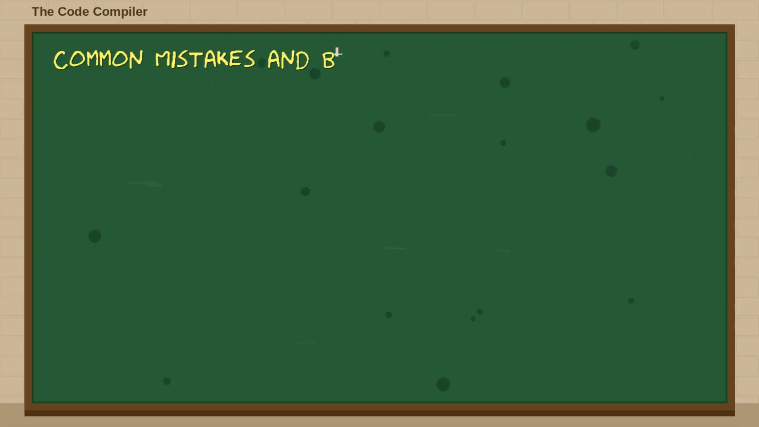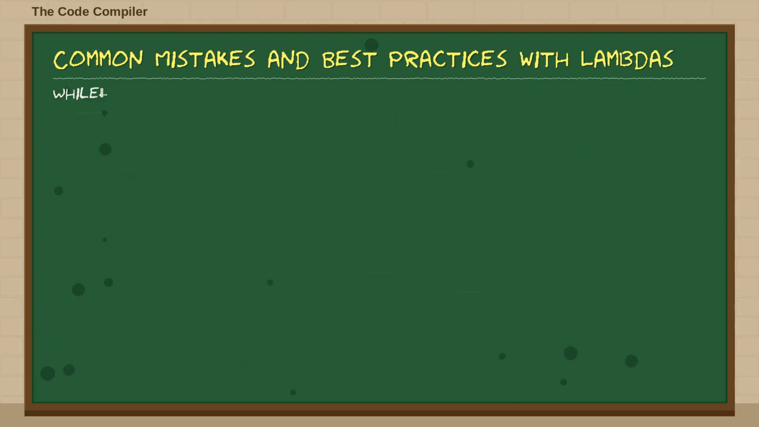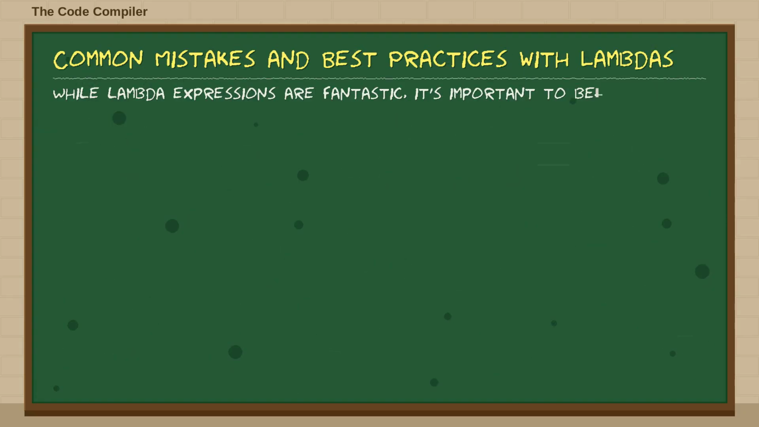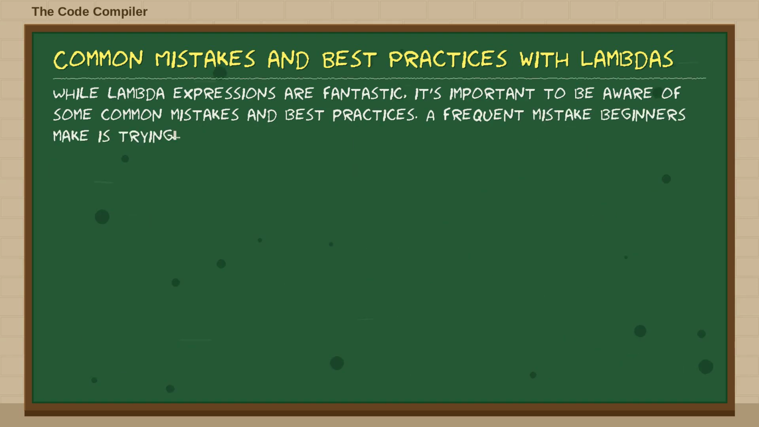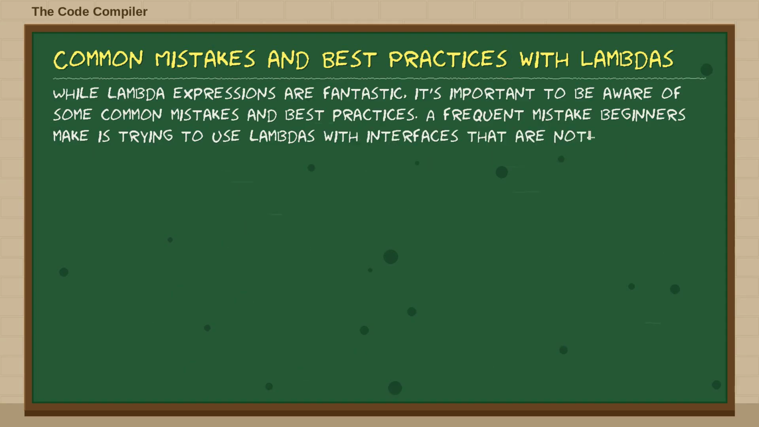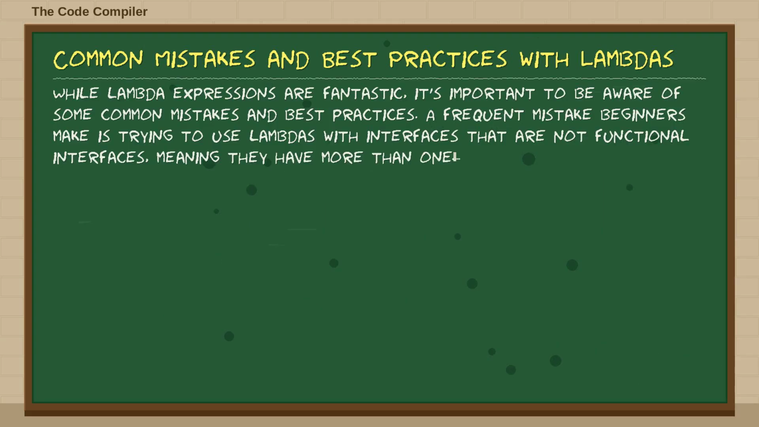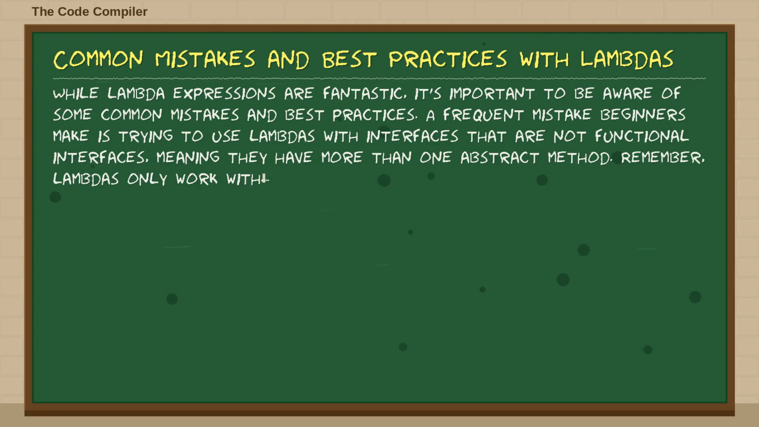While Lambda expressions are fantastic, it's important to be aware of some common mistakes and best practices. A frequent mistake beginners make is trying to use lambdas with interfaces that are not functional interfaces, meaning they have more than one abstract method. Remember, lambdas only work with functional interfaces.